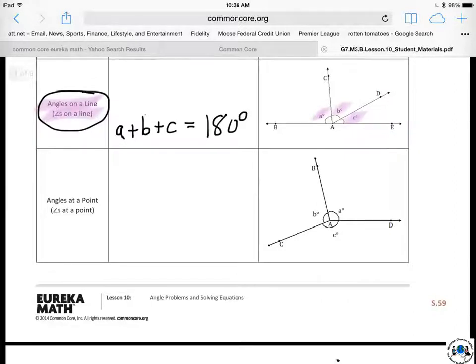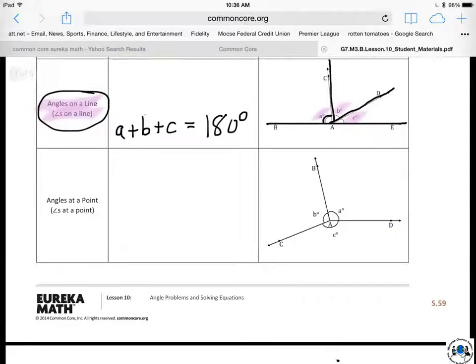So whenever you have a line, like this line here, BE, going across here, and then you have angles that are formed by other rays coming off of that line, whatever angles are formed, in this case we've created by drawing those two rays that way, we have created three different angles.